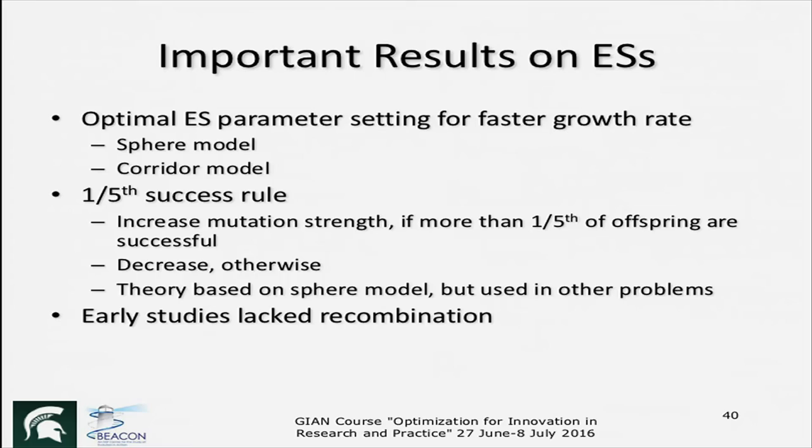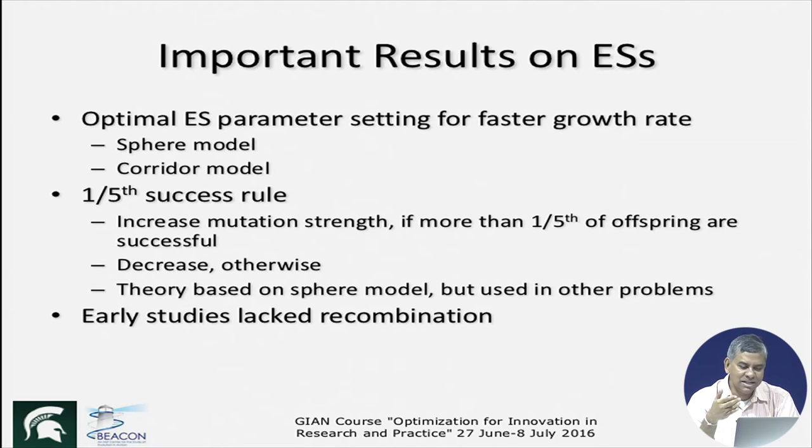So you can think of a square duct, where the two dimensions x2 and x3 are limited with bounds, and x1 just goes on forever. There is a slight slope, so as you go in the positive x direction, you are improving your function. It's a very simple function to look at. But they did a lot of theory on these two functions.